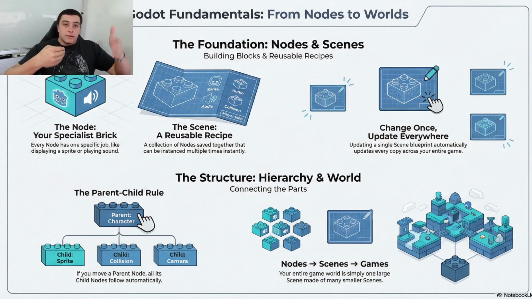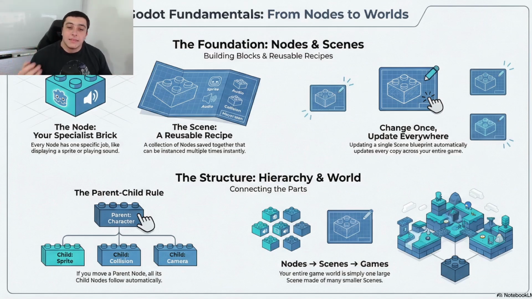So your character and the wall both have a collision shape. If your character runs into it, that's going to be the collision shape. That is the node. It has a specific purpose, and there's lots of them. There's even 2D and 3D nodes. So it goes to show how crazy it is.